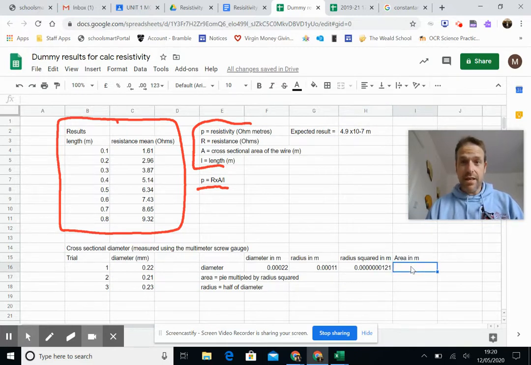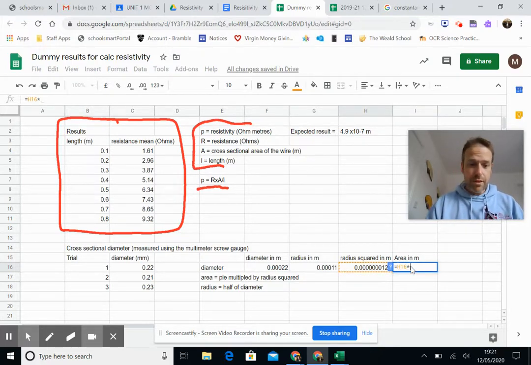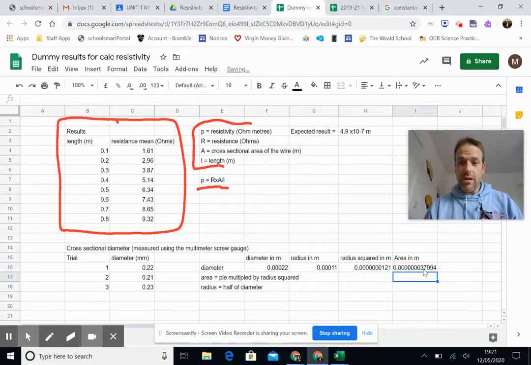We're not going to be particularly scientific because I don't know how to do it on Google, but you can actually use pi. You could do this all in your scientific calculator. You don't have to use a spreadsheet. And you can do this equals r squared multiplied by, I'm just going to do 3.14 for pi. So there we go. We've got our area in meters, a very small number. We come up here. We've got our resistance. Let's choose one. Shall we choose this one here? 5.14. Yeah, this is our resistance at this length.